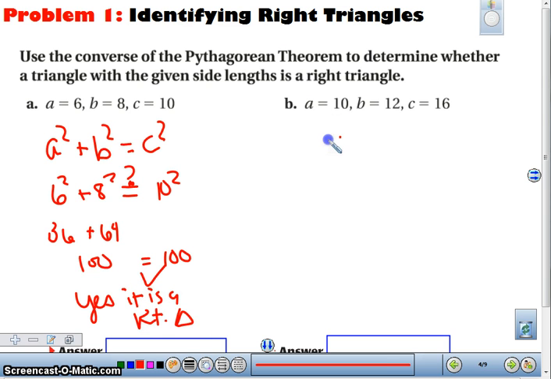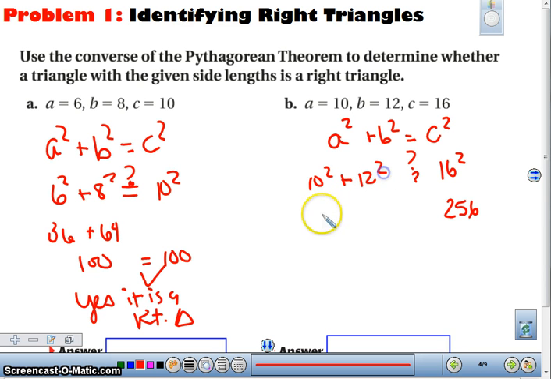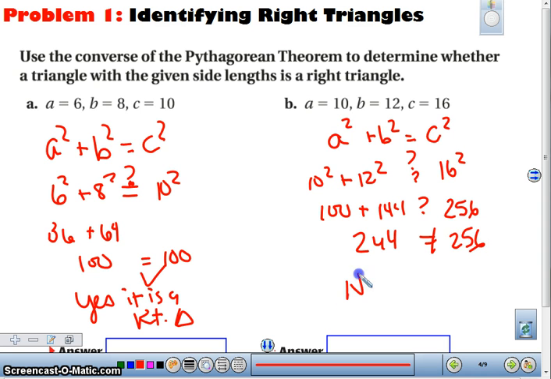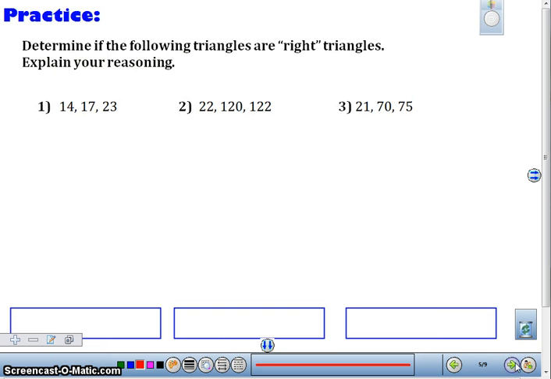We look at the next one. Again, you want to start it off the same way: a squared plus b squared equals c squared. This is the question that we're trying to determine. Is 16 squared, and hopefully by memorizing those perfect squares you remember that's 256, equal to 10 squared plus 12 squared? 100 plus 144, and we can see that this is 244, and that is not the same as 256. So this one is not a right triangle. And that's all you're going to be looking at, trying to show the converse.